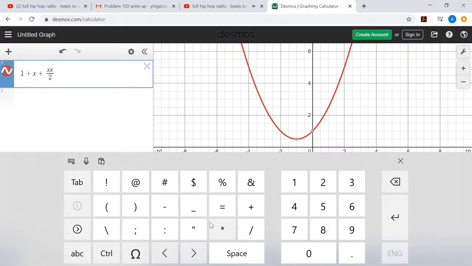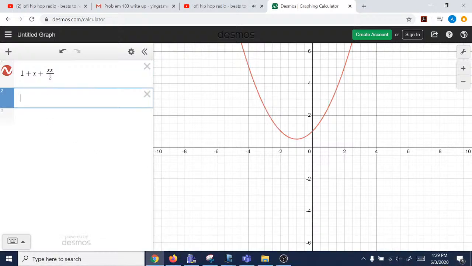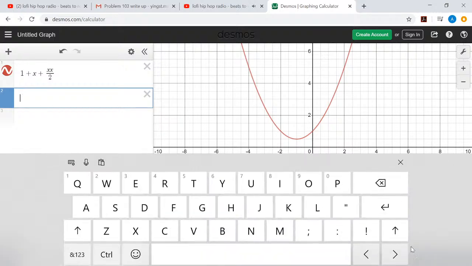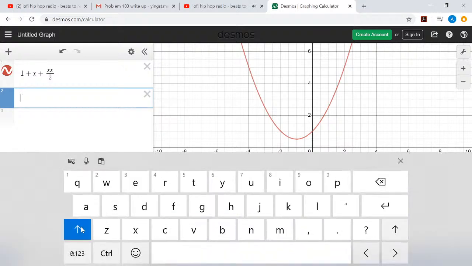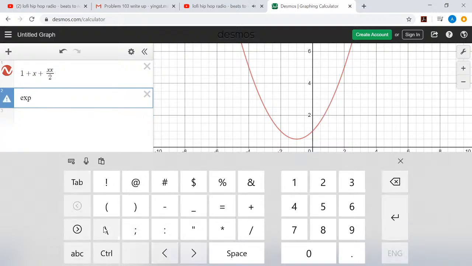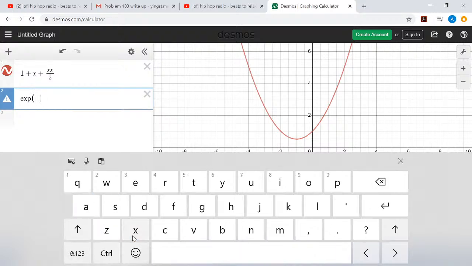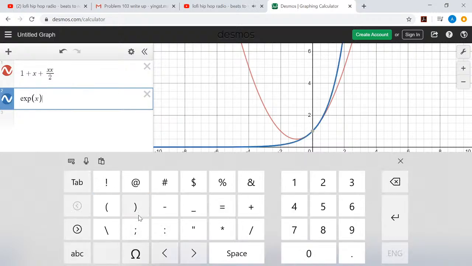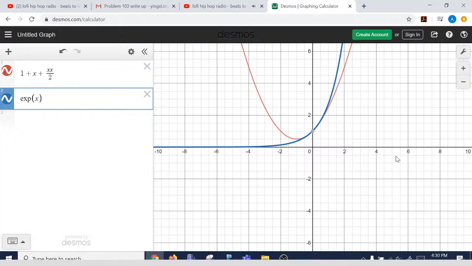So plus x squared over 2. This doesn't look that much like e to the x until I actually add in e to the x. What does e to the x look like? Show me a lowercase e. Do you like the function exp? Exp of x is a common alternate notation for e to the x.